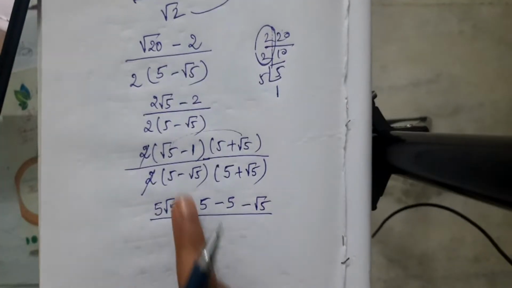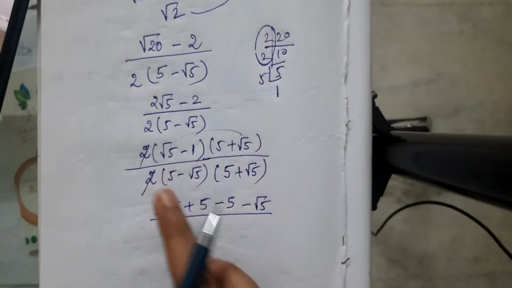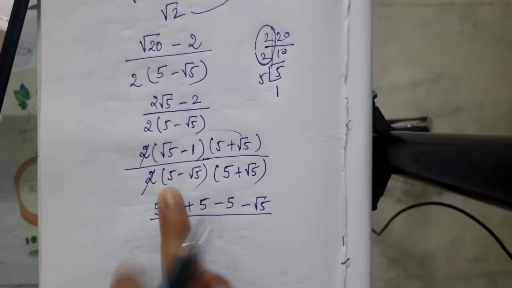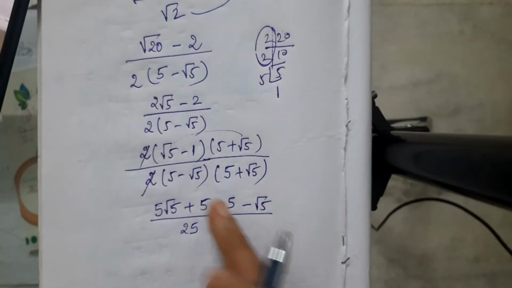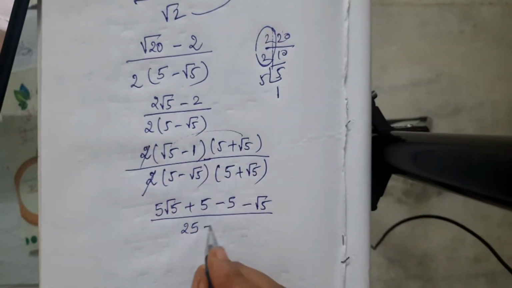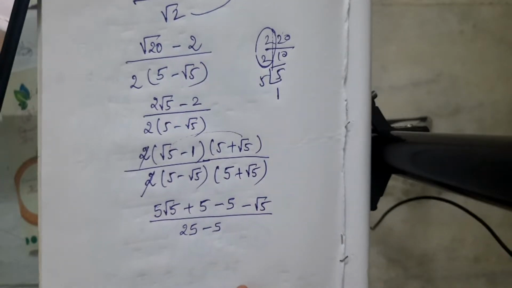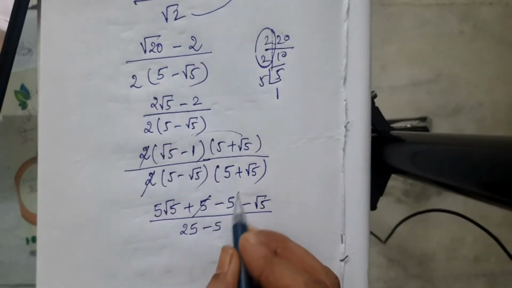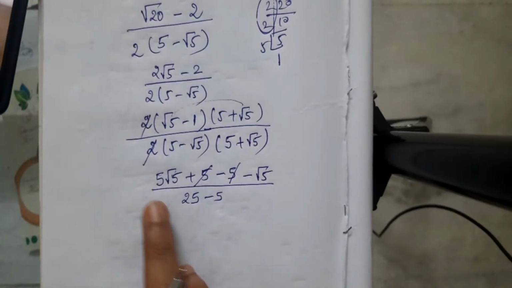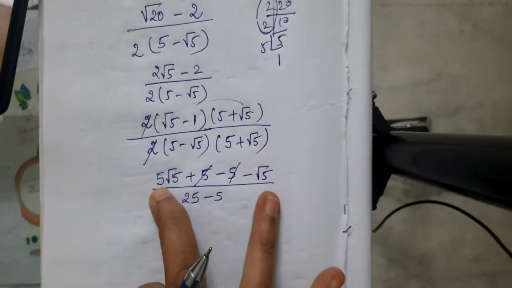We need to make (a plus b)(a minus b) in the denominator. So 5 square is 25, and root 5 square is 5. Now here plus 5 and minus 5 will get cancelled. Here, out of 5 we are subtracting 1.